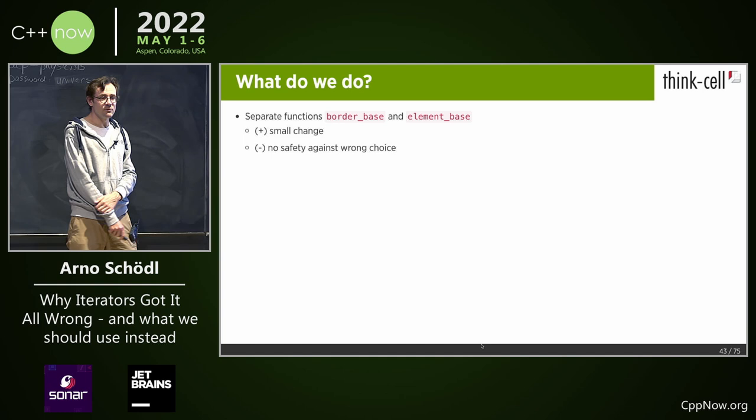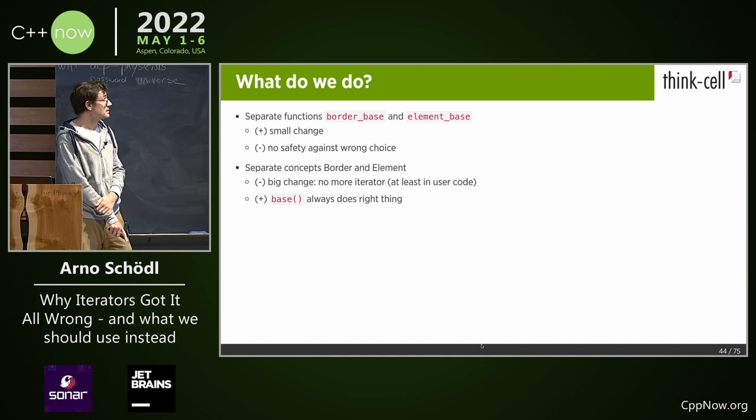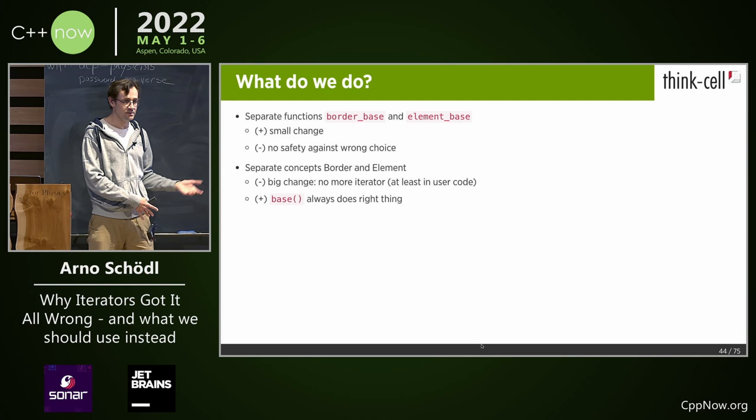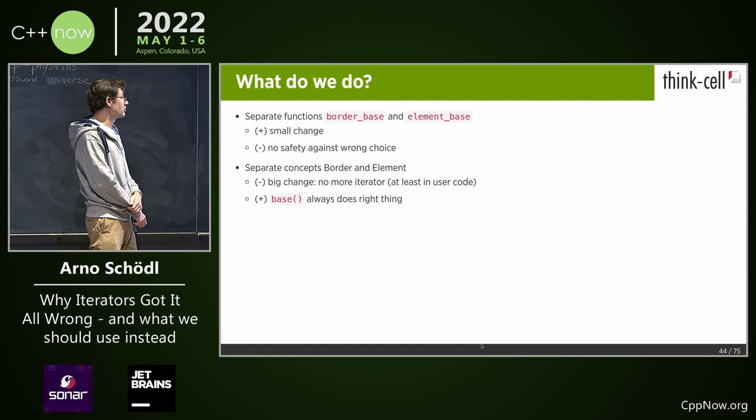I think I want to go a step further. I think I want to separate the concepts border and element. Now, yes, we have a big change. There's no more iterator in user code. You should be explicit whether you're talking about a border or an element. And then automatically base would do the right thing because it knows whether it's a border or an element.